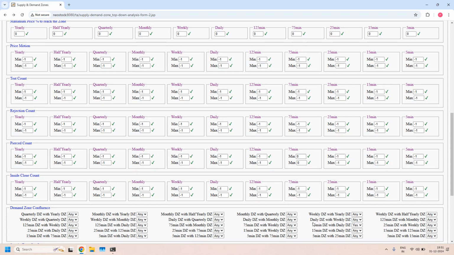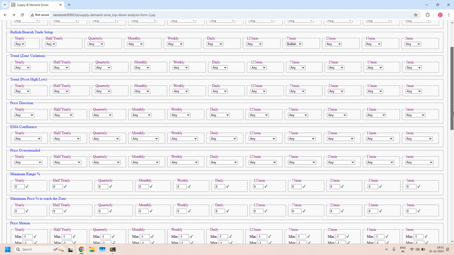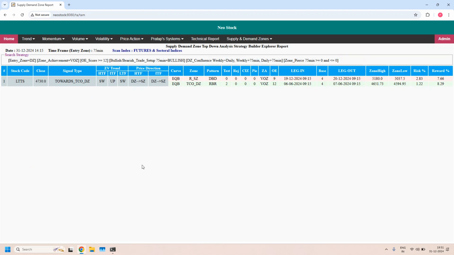First filter is already enabled, 75 with daily zone confluence. Second filter, 75 minutes demand zone with weekly demand zone confluence. Third filter, daily demand zone with weekly demand zone confluence. With all the 3 filters, LTF, ITF, HTF, demand zone confluence, we got only 1 stock.